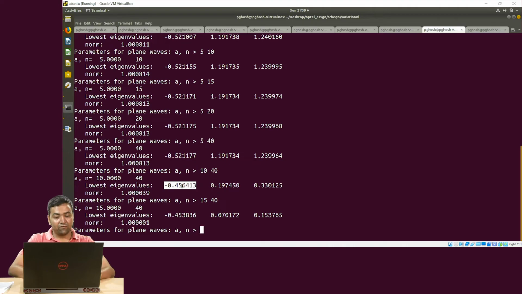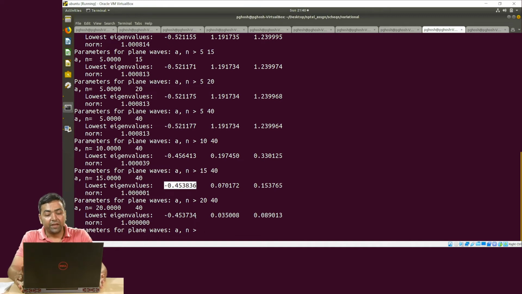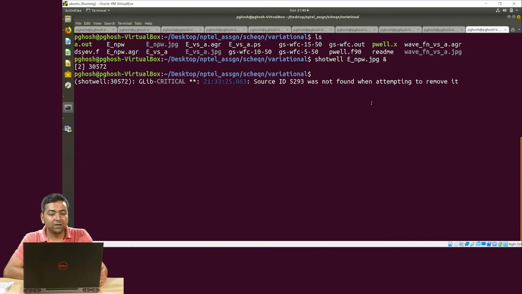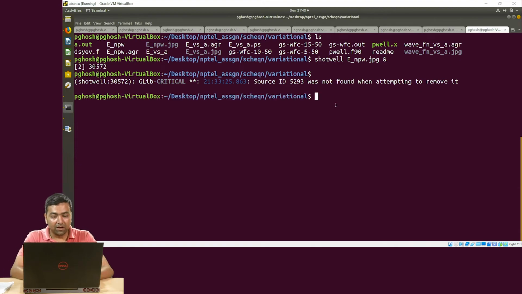Now, if I change A further to 15, we will see that the energy goes higher: from minus 0.456413, it goes to minus 0.453836. If I go to a larger value, it will go even higher. So, actually what one needs to do is systematically increase the value of A and see at what value of A the energy does not change beyond a certain threshold. That value of A will be the correct value to describe my system within the periodic boundary conditions. Let me show you a plot of what happens.